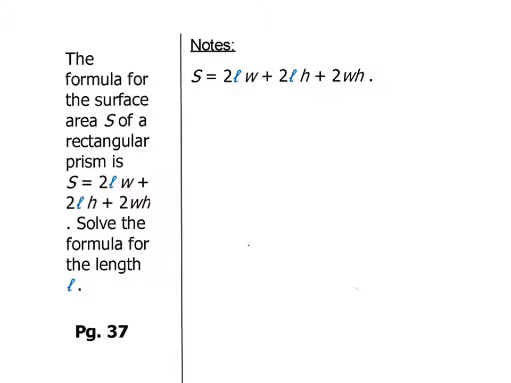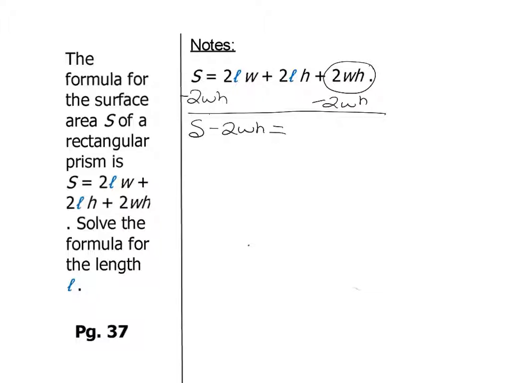When I see something like this, I immediately think to myself, what am I trying to get by itself? L. So, I'm going to get rid of anything that doesn't have an L in it, because I don't need this. Why are you here? Get rid of it. And then I rewrite it. I have S minus 2WH equals 2LW plus 2LH. Those are just length and height.